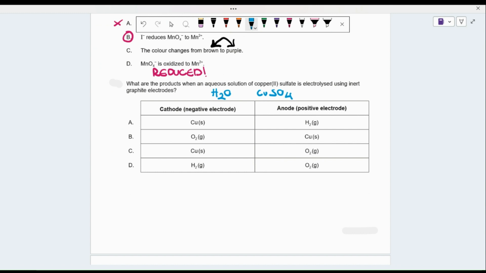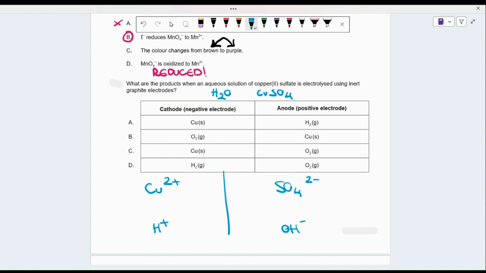If we break these up into our ions, we have from the copper sulfate, Cu2 plus and SO4 2 minus. From our water, we have the H plus and the OH minus. So we would get the positive ions at the cathode, negative ions at the anode. Yeah, opposite charges. Cathode is negative, positive ions. Anode is positive, negative ions.